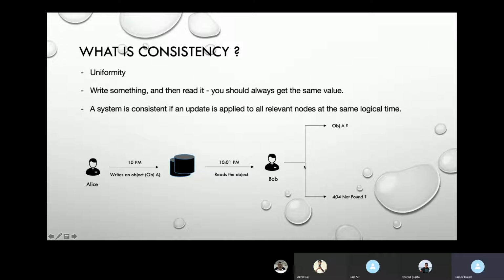So will Bob be able to receive that object and read the data in that object, or will he get a 404 resource not found, right? So the answer is it depends. Okay, so we'll look further into why I say so.